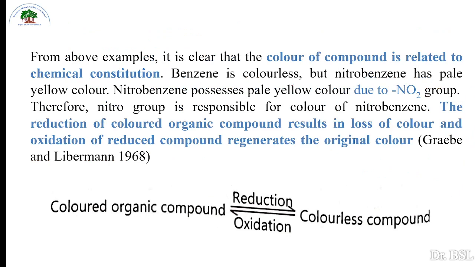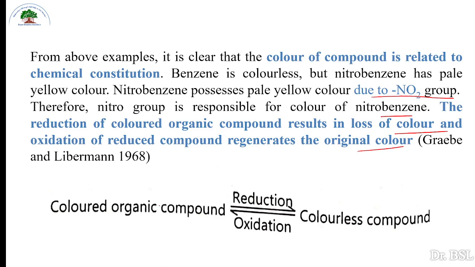From above example, it is clear that color of compound is related to chemical constitution. Benzene is colorless, but nitrobenzene has pale yellow color. Nitrobenzene possesses pale yellow color due to NO2 group. Therefore, nitro group is responsible for color of nitrobenzene. The reduction of colored organic compound results in the loss of color, and oxidation of reduced compound regenerates the original color. And this was first put forth by Graebe and Liebermann in 1868.